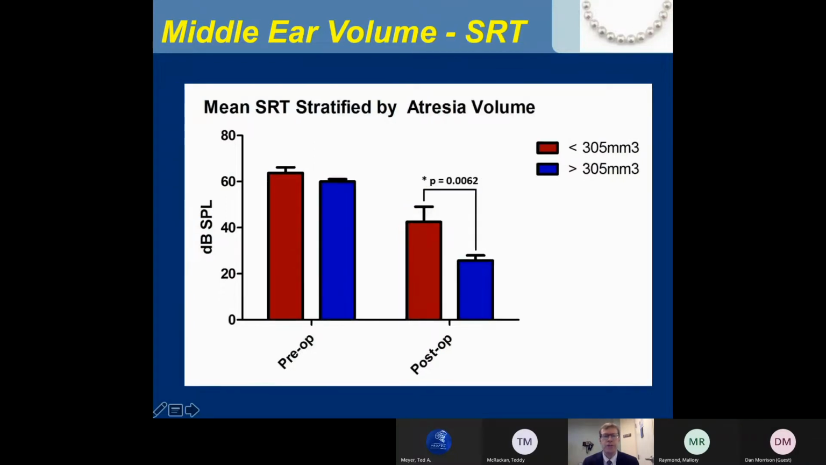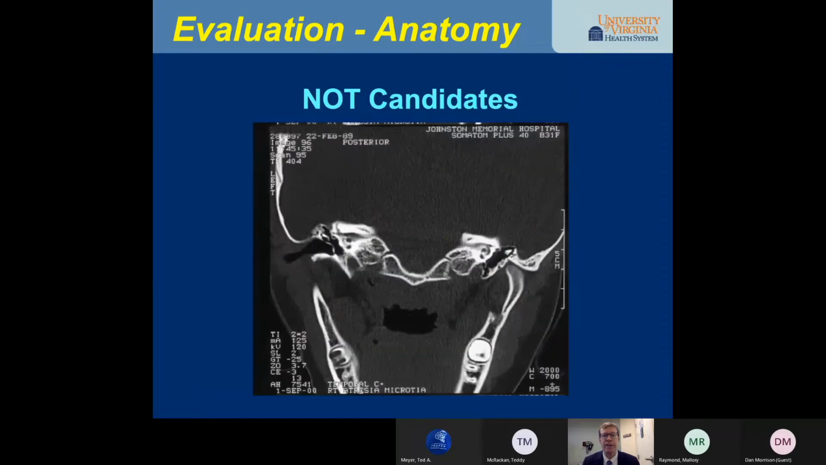And the same was true for the speech reception threshold. No difference in pre-op audiometric function or SRT, but after surgery, children with a greater middle ear volume had lower speech reception thresholds. And that cutoff number was about 300, 305 cubic millimeters. So we look at middle ear volume for sure, and we counsel parents on our chances of improving the hearing.